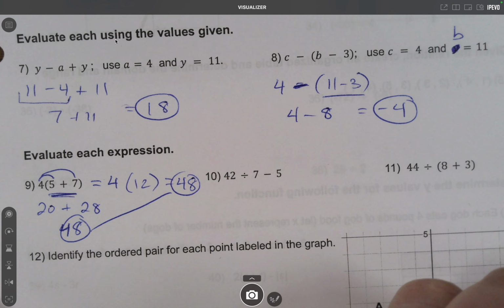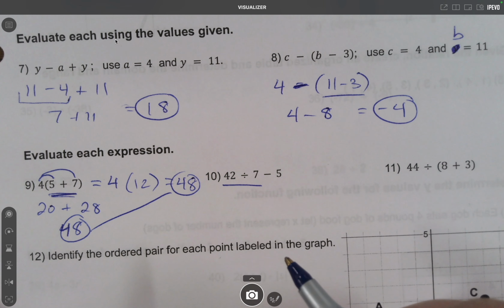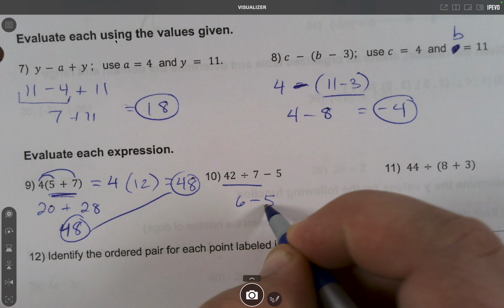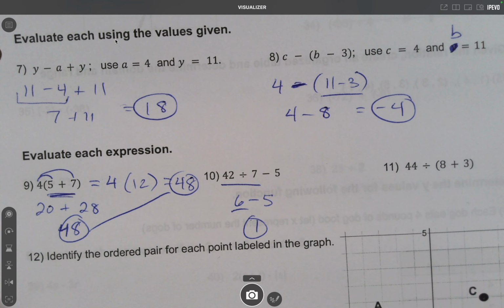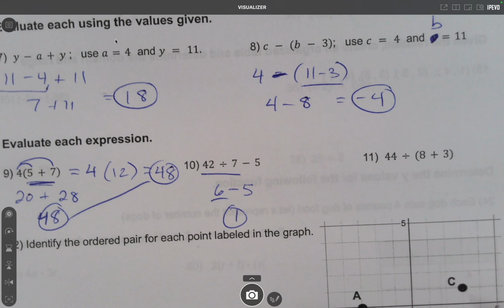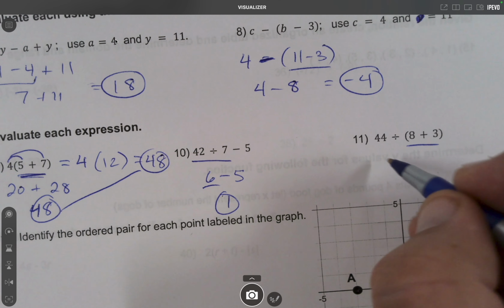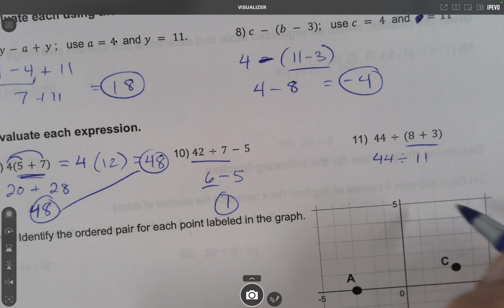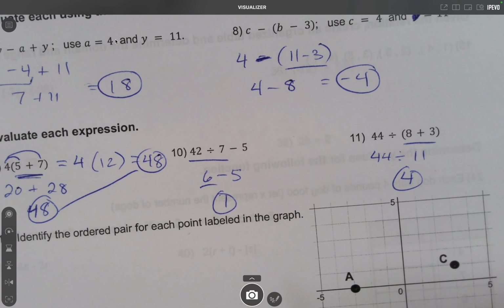On number 10, we have to follow the order of operations. So we do division before we do subtraction. 42 divided by 7 is 6. 6 minus 5 is 1. Okay, on 11, we're also going to follow the order of operations. We do what's in parentheses first. So 8 plus 3 is 11. 44 divided by 11 is 4.